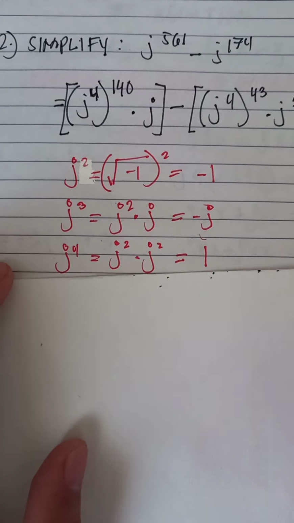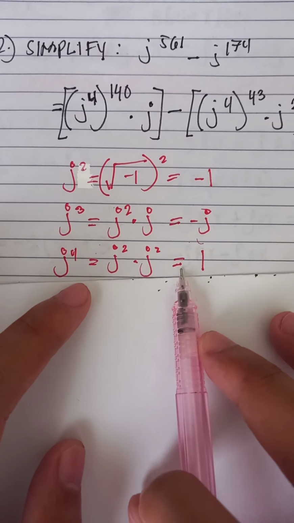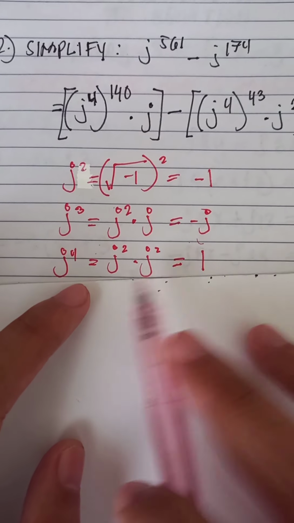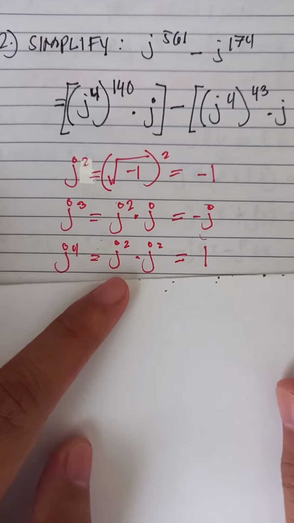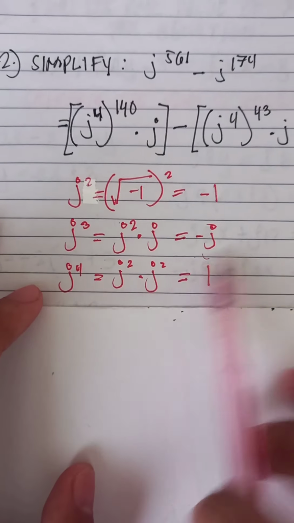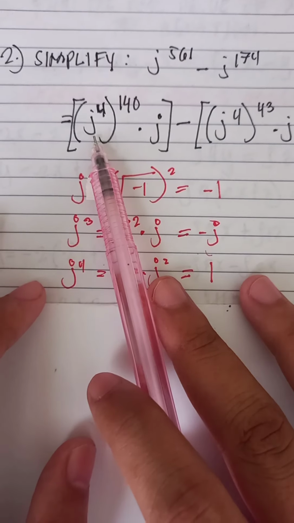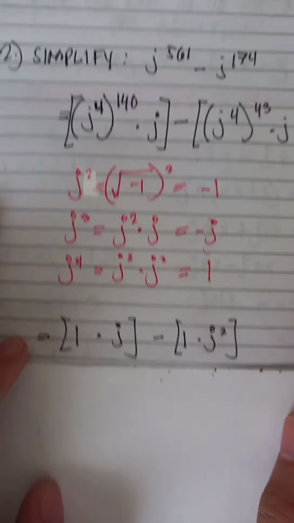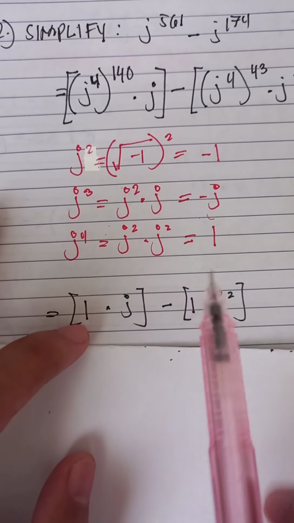For j raised to 4, j squared times j squared is equal to positive 1, because the value of j squared is negative 1, and negative 1 times negative 1 is positive 1. So we have to simplify this using the formulas or the rules of the power of imaginary numbers. So j raised to 4 is equal to 1.